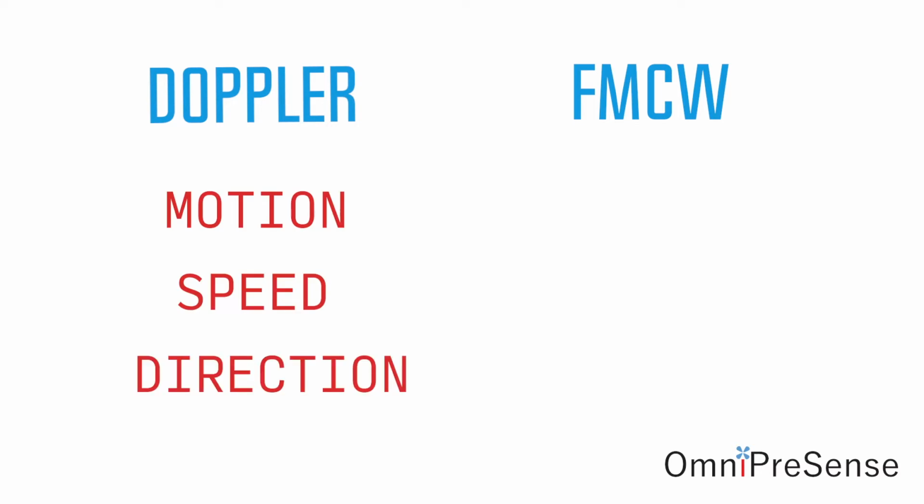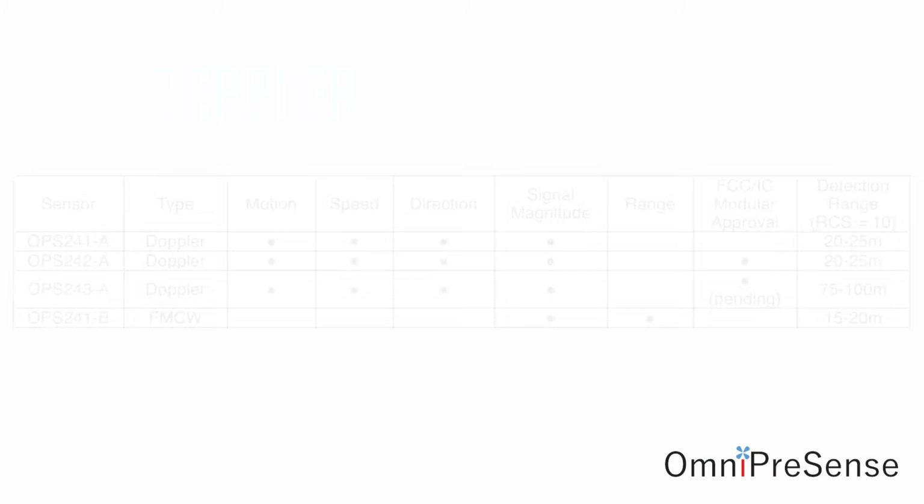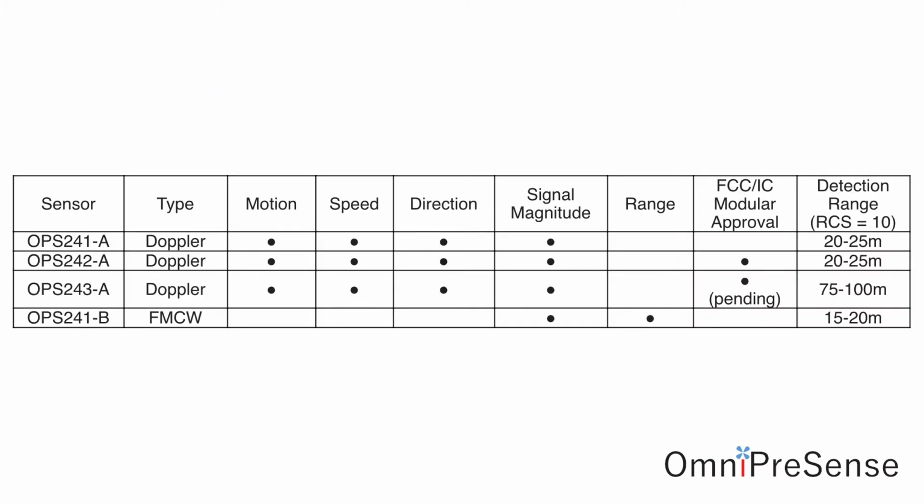OmniPreSense provides two different types of radar sensors, a Doppler radar sensor and an FMCW radar sensor. The Doppler reports motion, speed, and direction, while the FMCW radar reports range. The feature differences for these sensors are shown in this table.